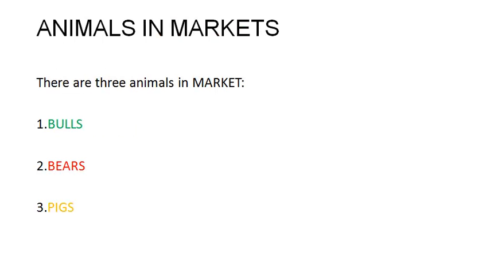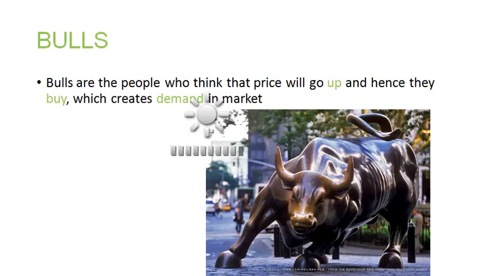So now we're going to talk about what are the three different animals in the market, and the three different animals which are in the market are the bulls and the bears and the pigs. Let's understand what these three metaphors really mean, and how we can use this information so that we can make money out of the market.